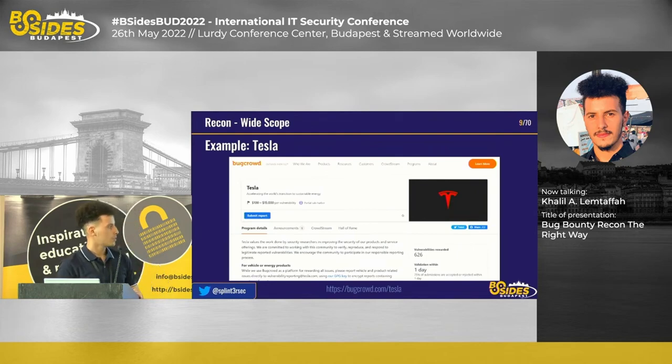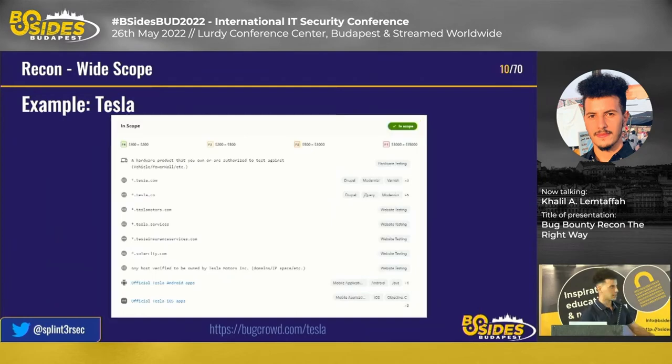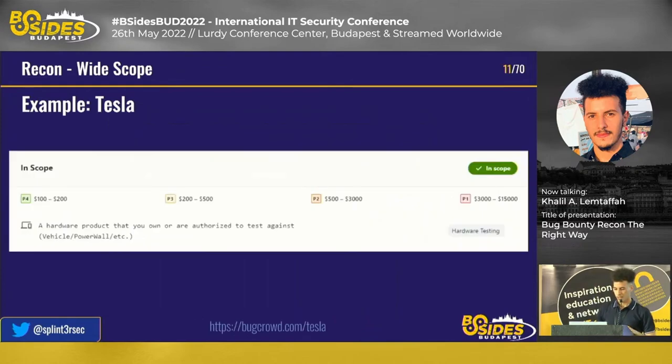By the way, for each slide where I referenced something, you will find a link down below that will take you to the same page. So why does Tesla have a wide scope? Because, as you can see here, it has a lot of things to look for bugs in. They mention in the first line a hardware product that you own or are authorized to test against, like a vehicle, firewall, etc. So if you have a Tesla vehicle, you can definitely hack it. If you find a critical bug, for example, you may get $15,000 for it.